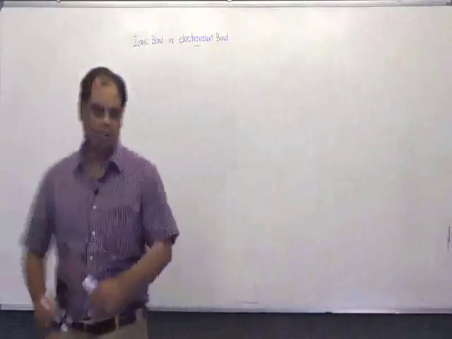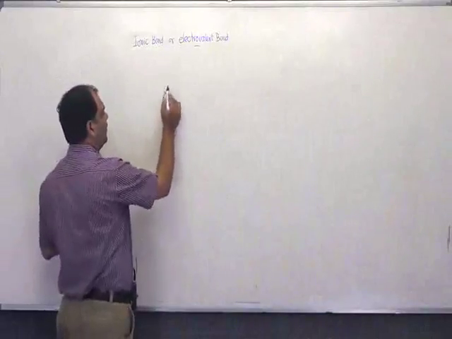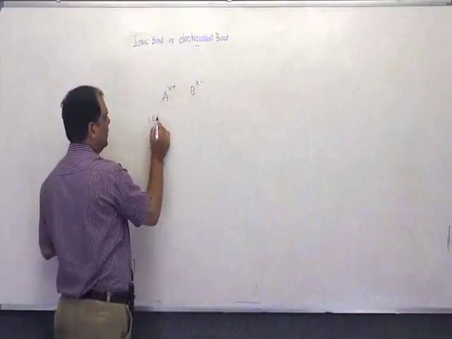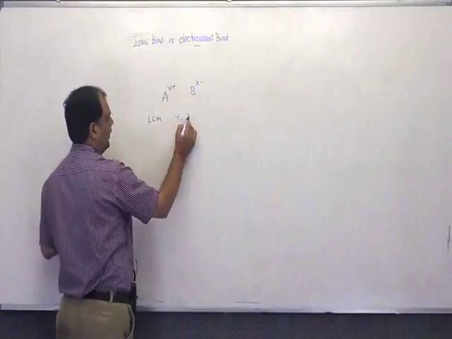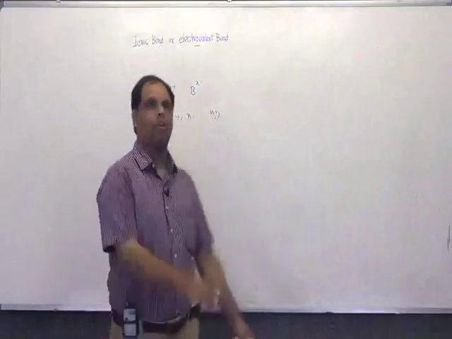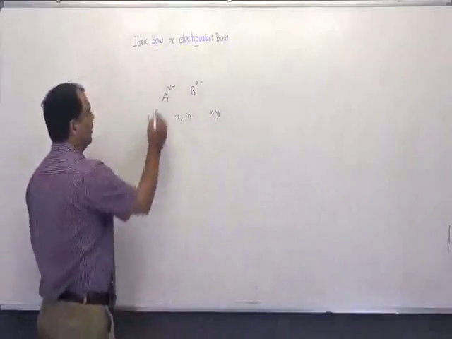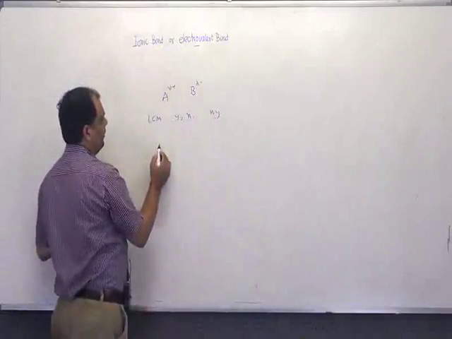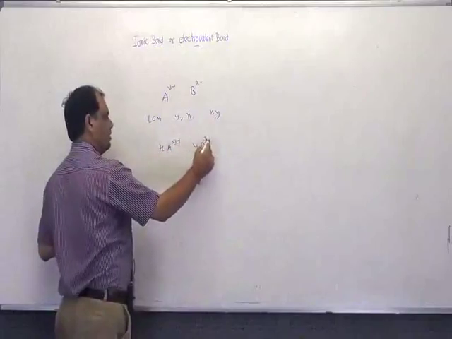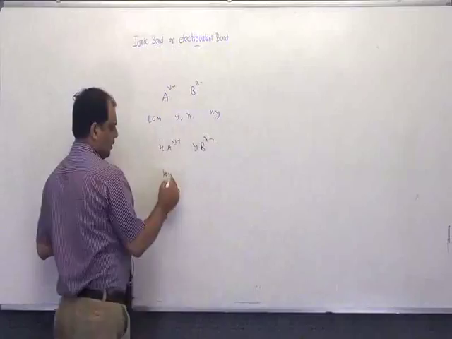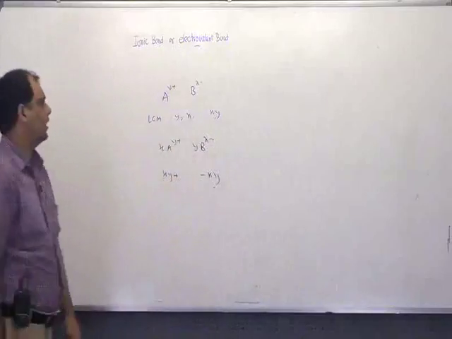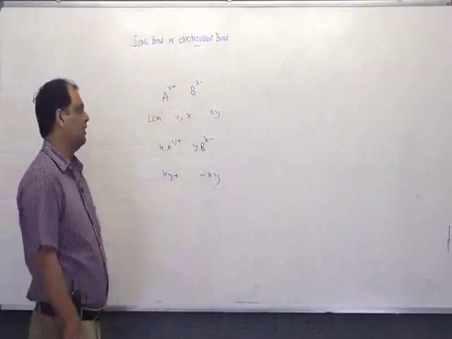Now let's say we have a cation like A^y+ and an anion like B^x-. Now just take the LCM of y and x. So it is xy, the simplest ratio. How can we retain the simplest ratio? We should have x A^y+ and y B^x-. So what is the total positive charge? xy plus. What is the total negative charge? Minus xy. This is the way we have to take the LCM of the cationic and anionic electrovalency.